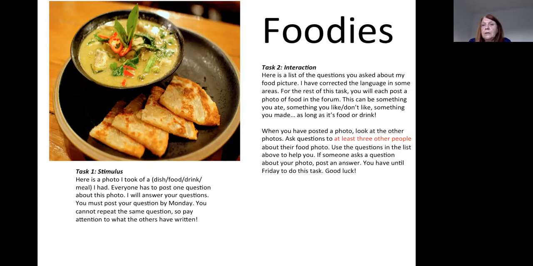And the rest of the task is for each student to post a picture of food. Something you ate, something you like or don't like, something you made. When you've posted a photo, look at the other photos and ask questions to at least 3 other people. If somebody asks a question about your photo, post an answer. And again, there's a deadline. You have until Friday. Okay.